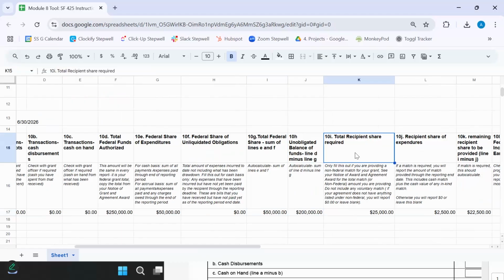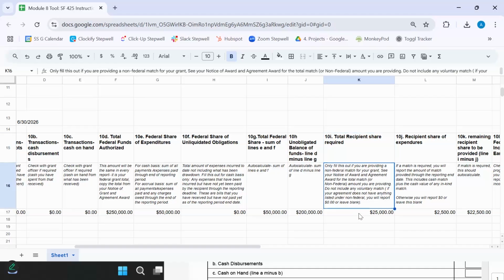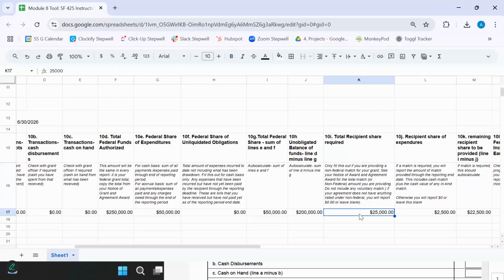Box 10I is the total recipient share. You will only fill this out if you are required to provide a non-federal match for your grant. Your non-federal match can be found in your Notice of Award agreement. As mentioned in our example, Very Good Farms has $25,000 in matching funds required as part of their project, which will be listed here. If your grant does not require a match, you can put 0 here.